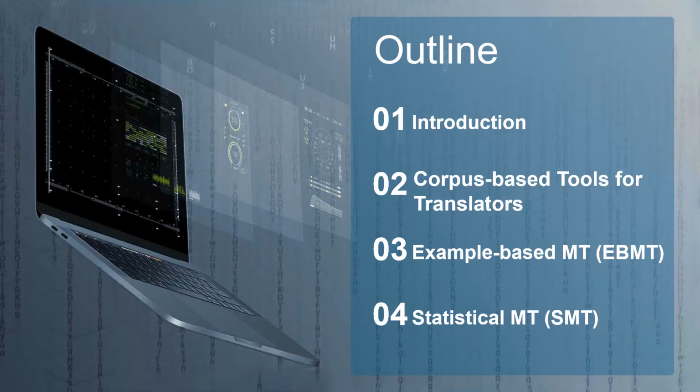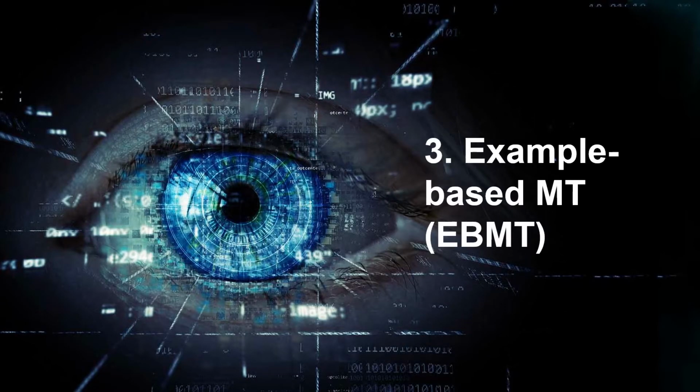Last time we discussed the development of machine translation as a discipline, and then we discussed the corpus-based tools for translators, in which we highlighted the role of parallel concordancing and translation memories. In this presentation, we will continue with the more advanced forms of machine translation, which are example-based machine translation and statistical machine translation. First, example-based machine translation.